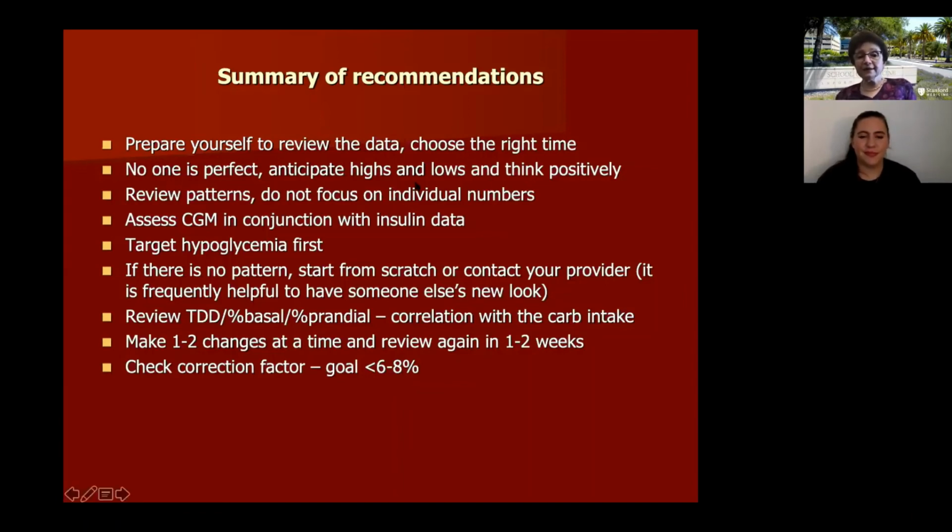So just to summarize, prepare yourself to review the data, choose the right time when you do it. No one is perfect. Anticipate seeing highs or lows. Review the patterns. Do not focus on individual numbers. Assess your CGM in conjunction with the insulin data, because just a blind CGM may not provide you good information of what actually has happened. Target low blood sugars first. And if there is a pattern, if there's no pattern, like we said, start from scratch or contact the healthcare provider. Review the total daily dose, percent basal and prandial, as we talked about. Does that prandial percent correlate with your carb intake?